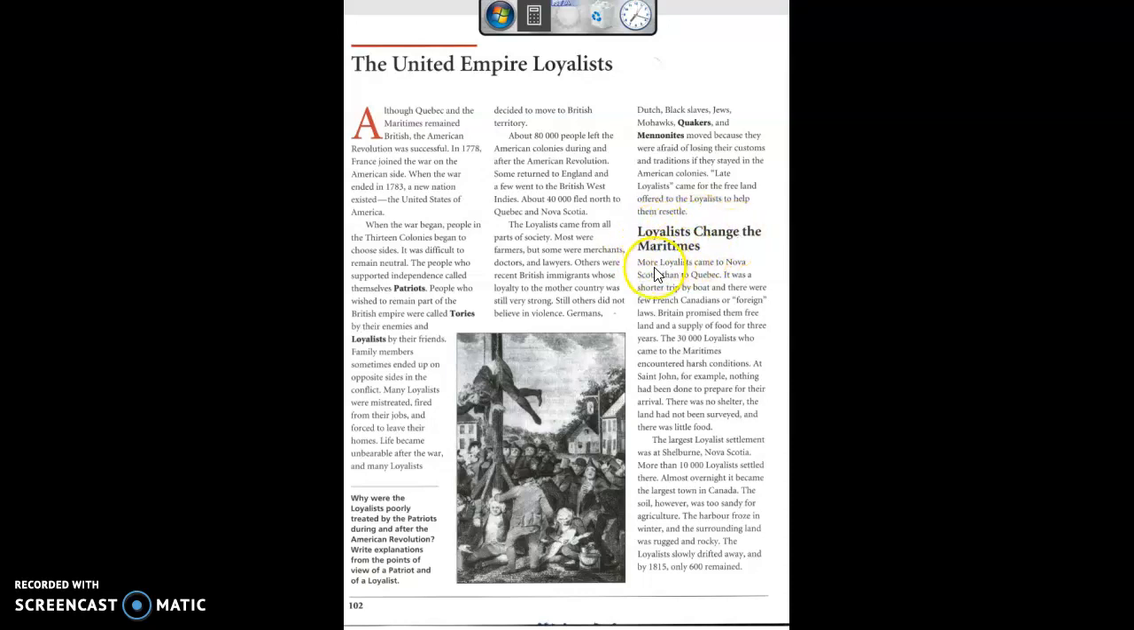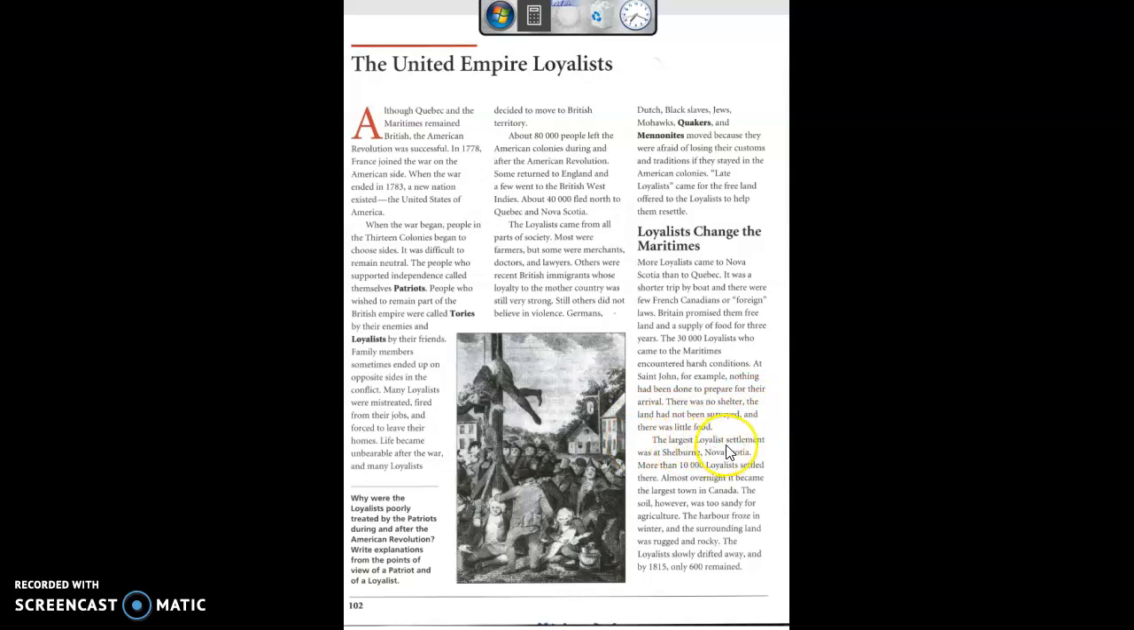Loyalists changed the Maritimes. More Loyalists came to Nova Scotia than to Quebec. It was a shorter trip by boat, and there were few French Canadians or foreign laws. Britain promised them free land and a supply of food for 3 years. The 30,000 Loyalists who came to the Maritimes encountered harsh conditions. At St. John, for example, nothing had been done to prepare for their arrival. There were no shelters, the land hadn't been surveyed, and there was very little food.